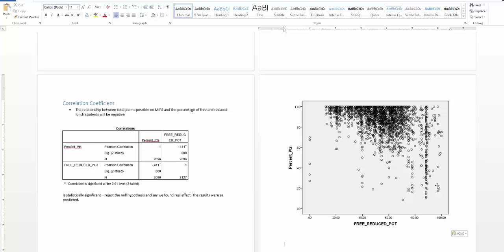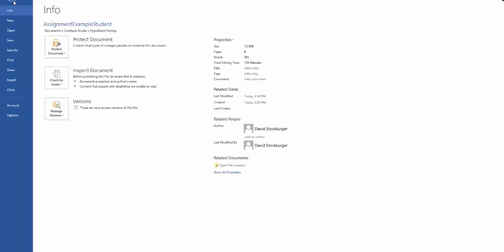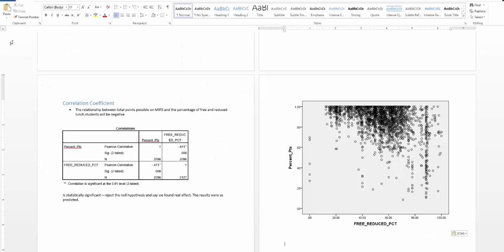But that's what looking at the scatter plot can tell us. It can tell us a lot more. So we're going to use the correlation coefficient kind of as an indicator of things we might want to look at. So we're all done. We're going to file. We're going to save this. And our assignment is complete.